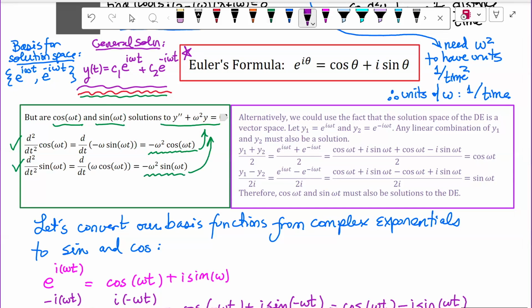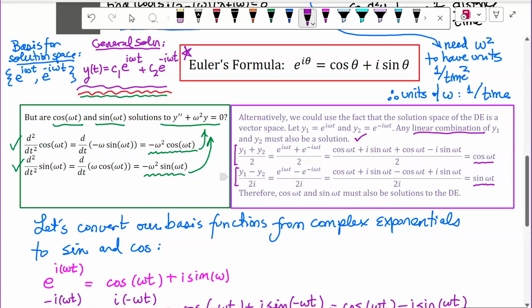You can use the fact that the solution space of the differential equation is a vector space. That is exactly what we did. Any linear combination of two solutions, y1 and y2, must also be a solution. We talked about that last time. If you take (y1 plus y2) over 2, that gives me cosine omega t. And if you take (y1 minus y2) over 2i, that gives me sine omega t through Euler's formula.